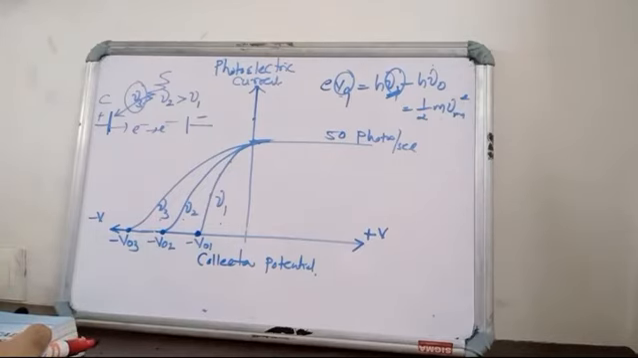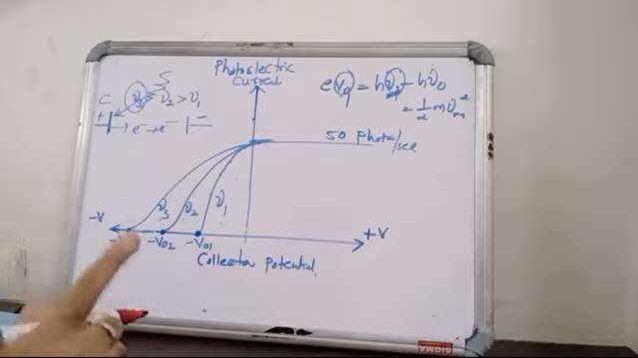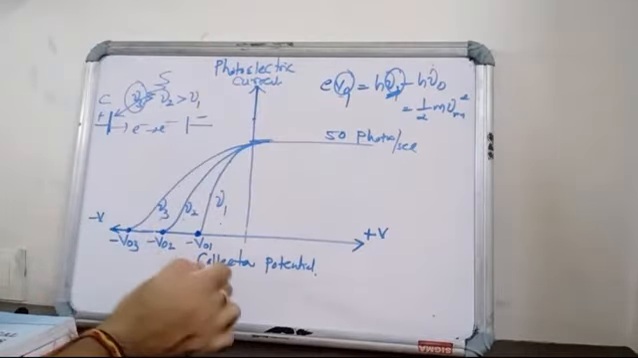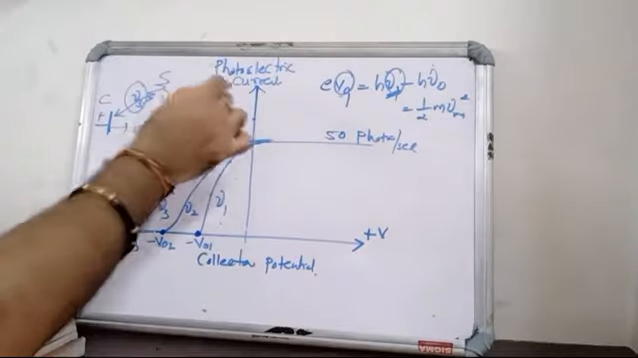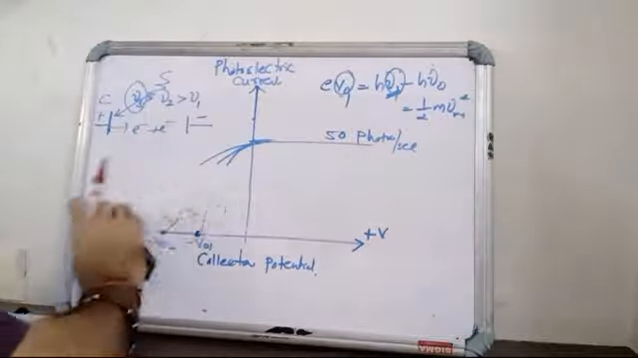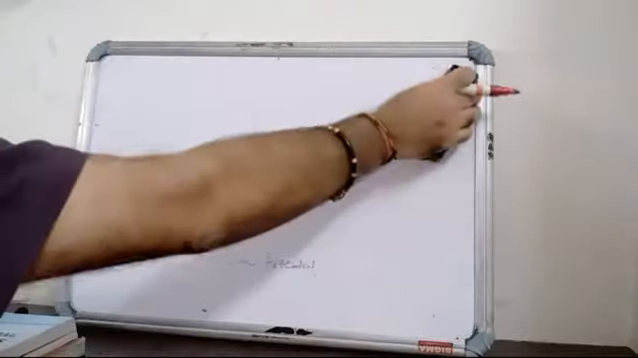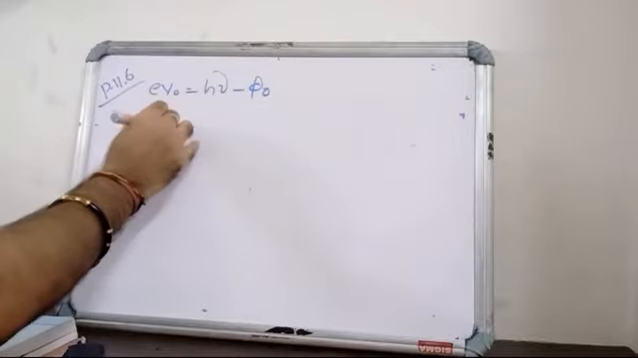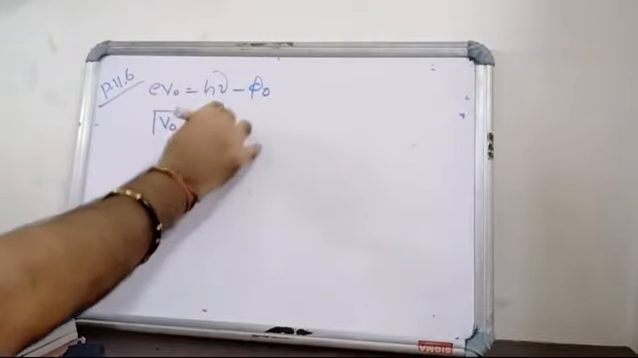If we plot the graph of frequency of incident radiation and the corresponding stopping potential... The earlier graph was photoelectric current versus collector potential. Now stopping potential versus frequency. Recall yesterday's problem 11.6. We have done problem 11.6. eV0 is equal to h nu minus phi 0. So the graph of stopping potential versus frequency is a straight line.